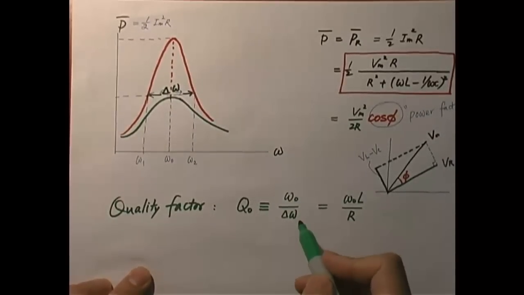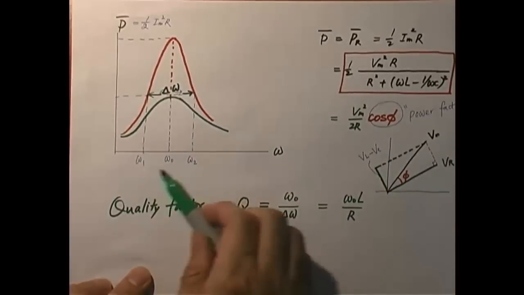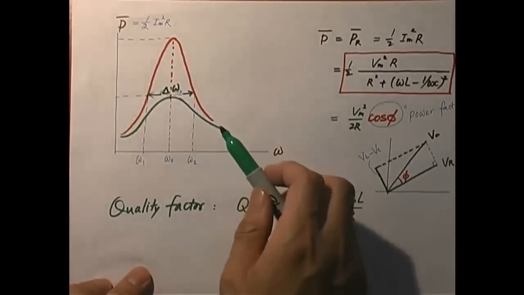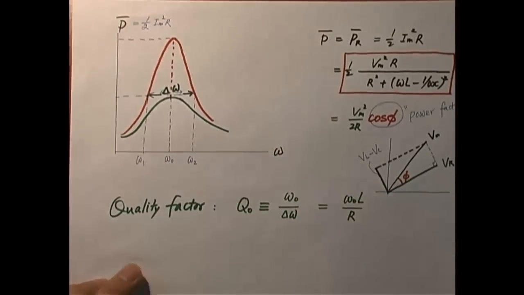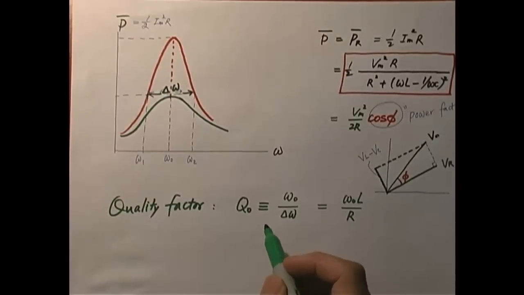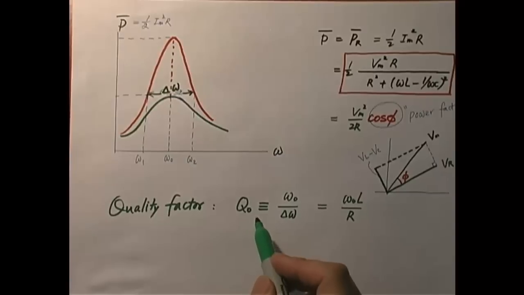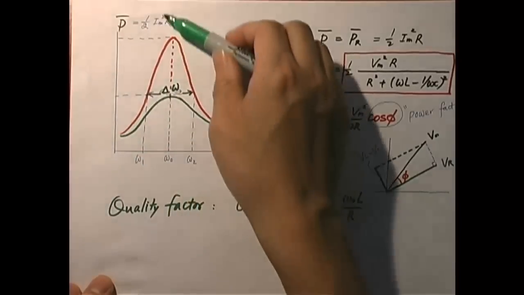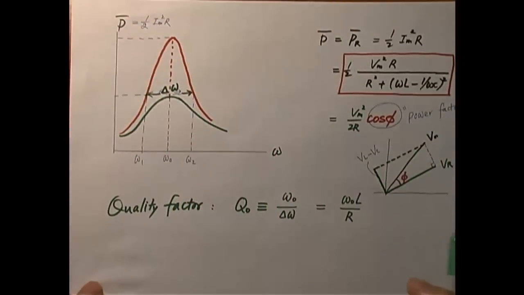So what again is delta omega? Delta omega is the frequency difference between these two frequencies, omega 1 and omega 2, such that at either of these two frequencies, the power consumption in the circuit is half of the maximum value at resonance frequency. Okay, you can imagine when delta omega is very small, Q0 is large. So the quality factor rises when the power consumption curve becomes sharper, or we say skinnier.